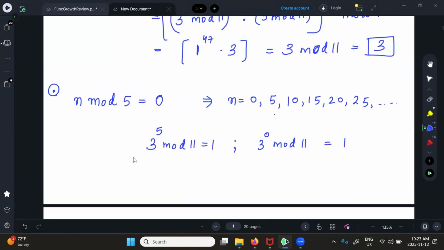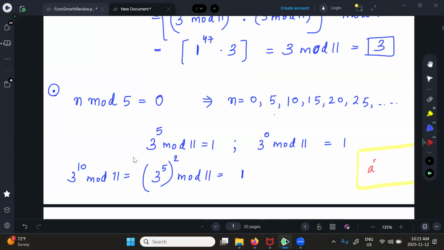What if I do 3 to the power 10? Use the same trick that we used above. 3 to the power 10 is 3 to the power 5, squared. And 3 to the power 5 mod 11 is 1, right? Any multiple of 5, I can express it like this. Which rule am I using?